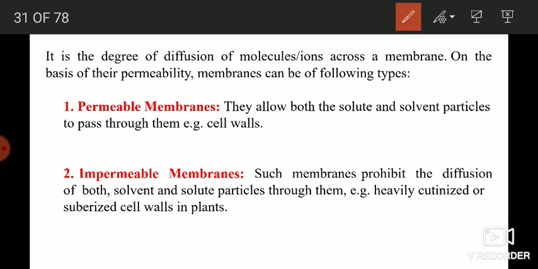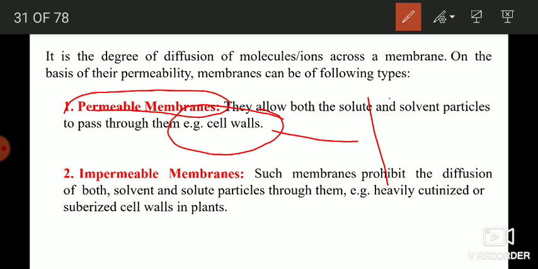The first one is permeable membrane. Those membranes which allow both solute and solvent particles to pass through them are known as permeable membranes. An example is the cell wall. They allow the easy movement of both solute and solvent molecules through them.